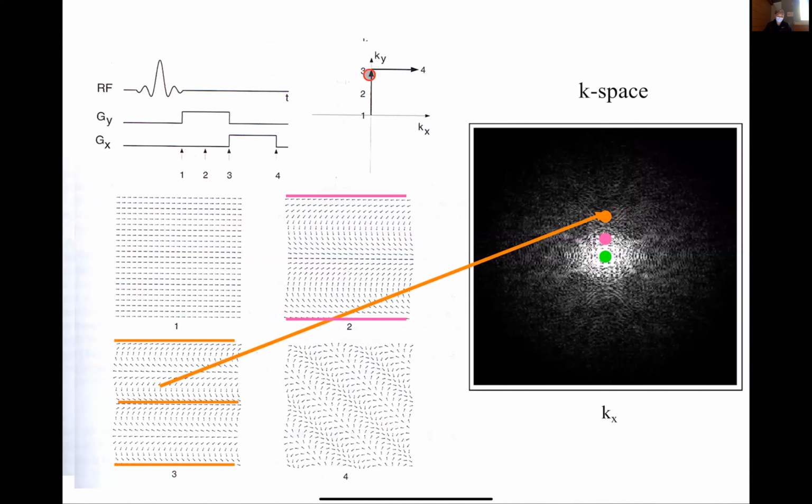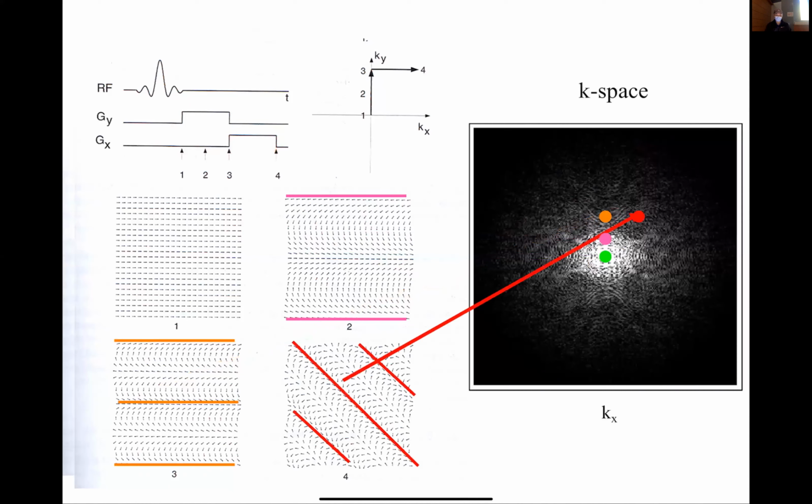And now I don't move out any farther. So now I'm at this point here. I turn off the Y gradient, I turn on the GX gradient. Now I keep the variation in the Y direction, because I've already applied that, and the spins will remember that. Now I apply variation in the X direction. So what that's going to do is keep the variation in the Y and add variation in the X. Now I'm going to have a diagonal pattern, and that's shown here. I'm going to fill in this part of K space now.